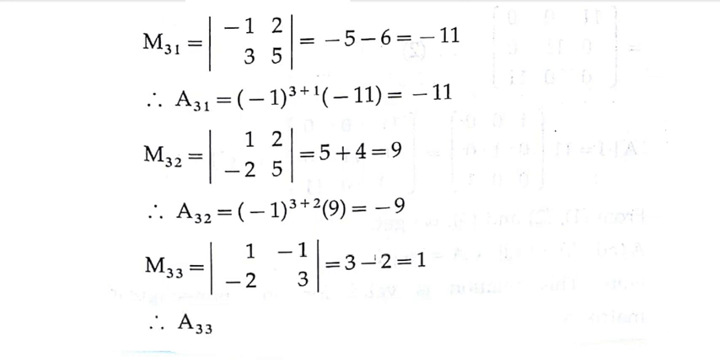So therefore, with respect to cofactor A33 is minus 1 raised to 3 plus 3 into 1, and because 3 plus 3 is equal to 6, which is an even number, therefore minus 1 raised to 6 is plus 1. And plus 1 into plus 1, final answer is 1. So, this is the way we are going to find all minors and cofactors for each element for a given square matrix.